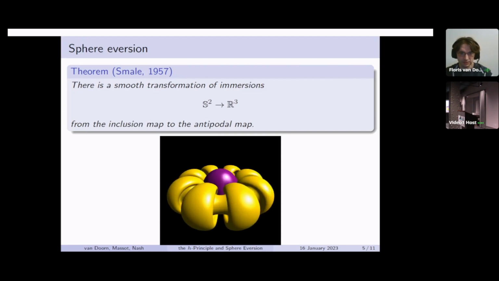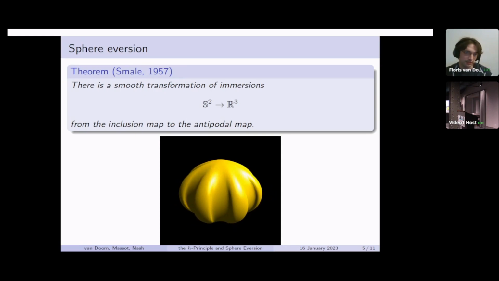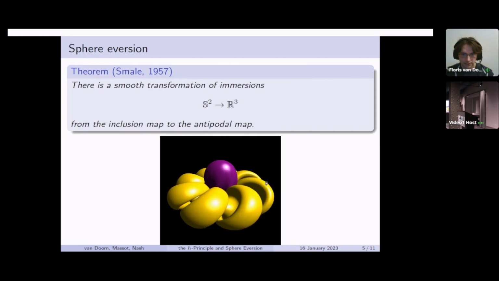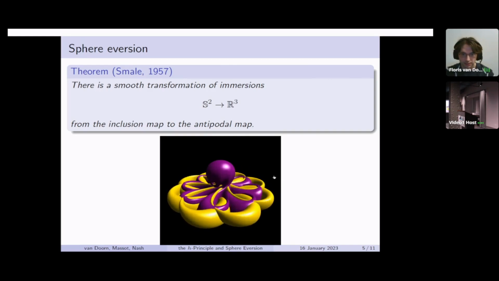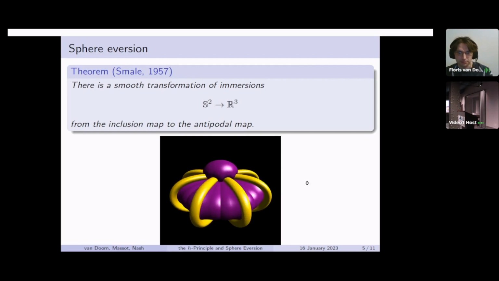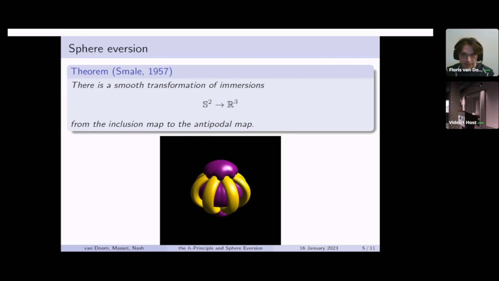Before this was proven by Smale, there were some mathematicians that thought that this was clearly impossible and not at all doable. And you can also see in this transformation that it is not at all obvious what is exactly happening, at least if you just look at it for a little bit.